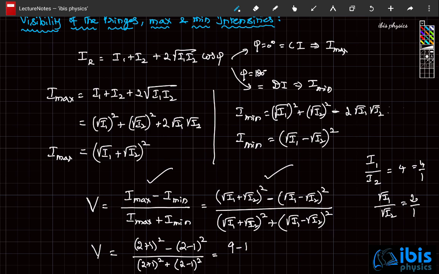So it is 9 minus 1 divided by 9 plus 1. So it is 8 by 10, which is equal to 4 by 5. So the visibility is 4/5. So if the intensity is given, then you can find the visibility using this formula.